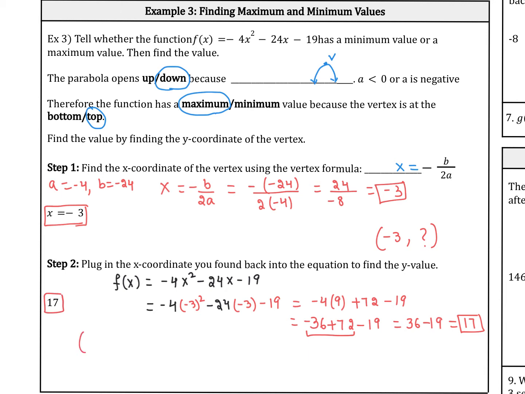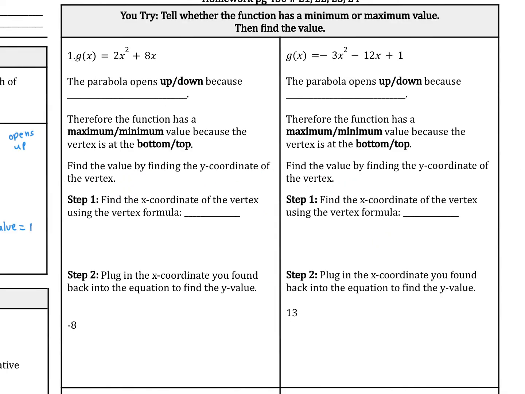So the vertex coordinate is negative 3 comma 17. We already decided that this is going to be a maximum value. So the maximum value is going to be 17, because we only list the y coordinate for the maximum or minimum value. Now we are going to do try problems number 1 and 2 to see if we can find the maximum or minimum value of those two examples.